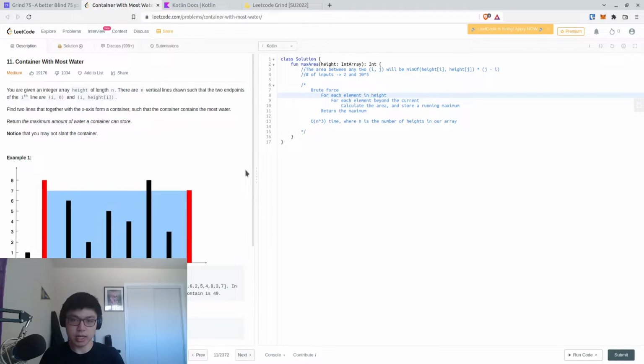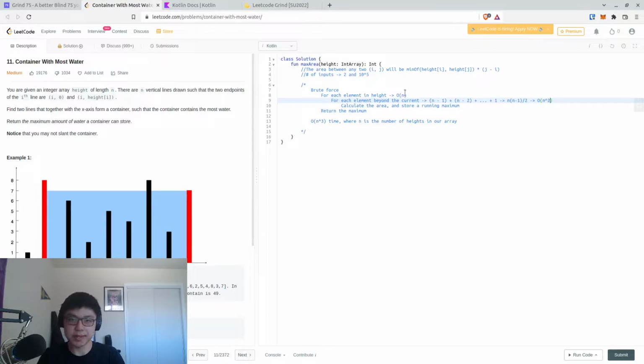And the reason why is because this will create an O of n runtime for each element in height, because we're running a linear scan. And for each element beyond the current, that means that we will be doing n minus 1 plus n minus 2 plus all the way to 1, which I believe is equivalent to n times n minus 1 over 2, which is equivalent to O of n squared.